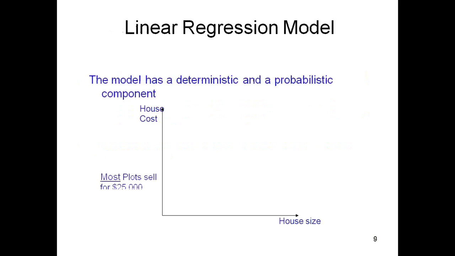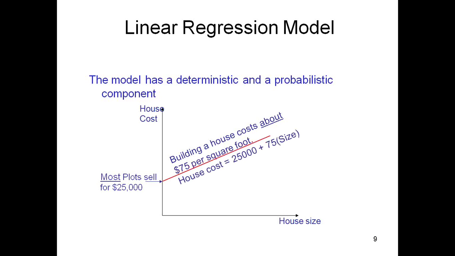So this is a linear regression model. The model has a deterministic and a probabilistic component. If you see, house cost is on the y-axis, house size is on the x-axis, and most plots sell for $25,000. Building a house costs about $75 per square foot, which means house cost is equal to $25,000, a constant term, plus 75 times size, because each square foot costs around $75.